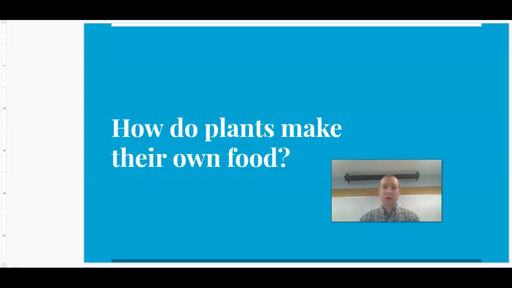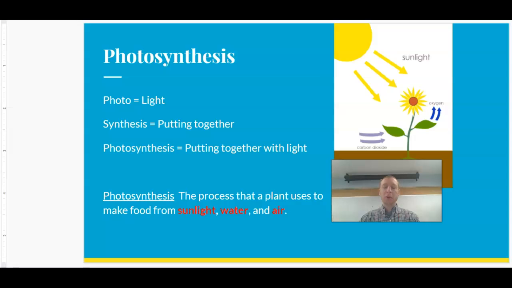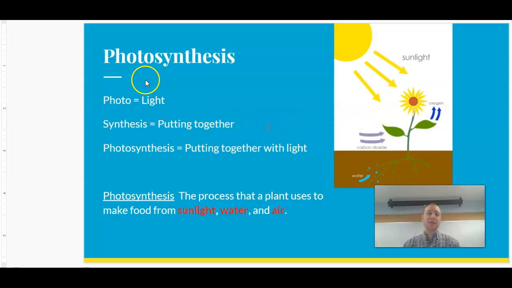So during this slideshow, you're going to be taking notes on some important vocabulary. This should be the title of your notes. How do plants make their own food? Put this at the top and then move on to the next slide when you're ready. So plants make their own food through a process called photosynthesis. What is photosynthesis?